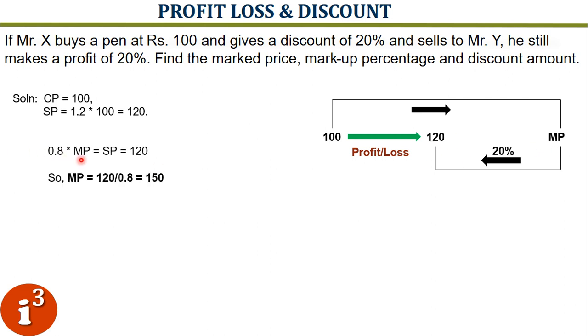So 0.8 into marked price is your selling price, that is 120. So marked price is 120 by 0.8, that is 150. So 100 is your cost price, and 150 you get to be your marked price. What will be the markup?